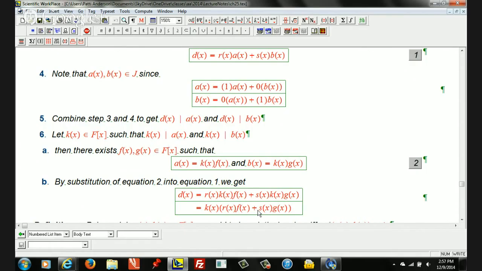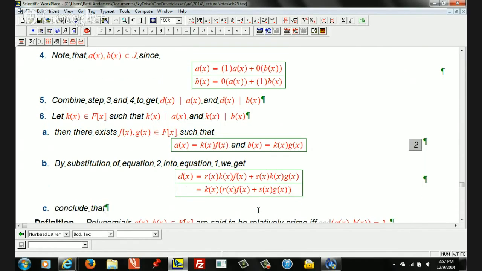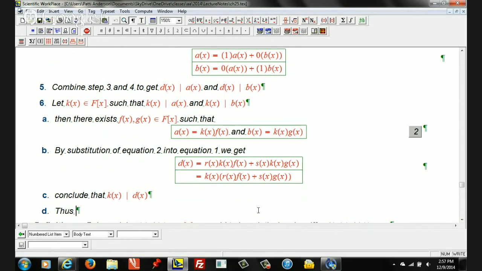So what does that tell you? That k divides d. But actually, it's a field. That's a commutative ring with identity having no divisors of 0, and every non-zero element has a multiplicative inverse. Fields explicitly have no divisors of 0, because every non-zero element has a multiplicative inverse. Therefore, d of x is the greatest common divisor.